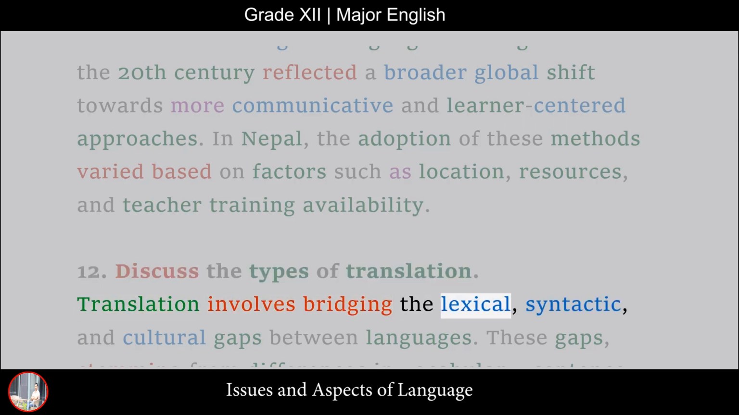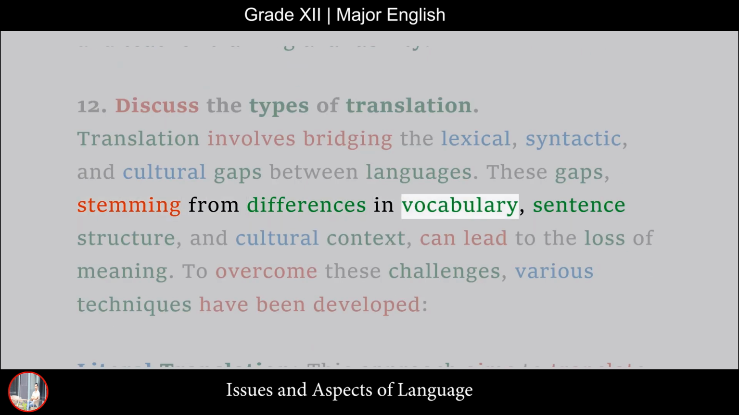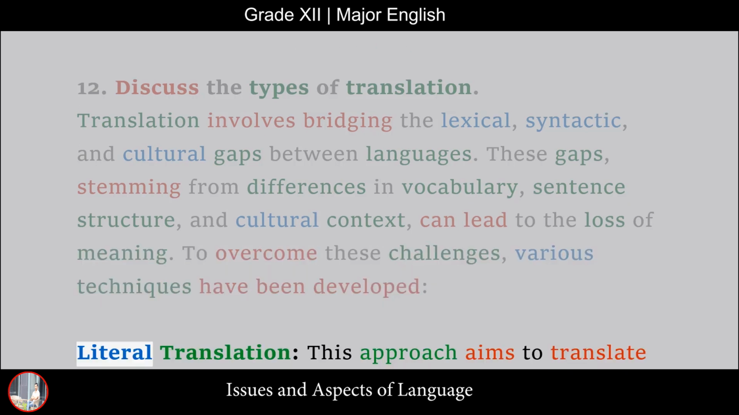Translation involves bridging the lexical, syntactic, and cultural gaps between languages. These gaps, stemming from differences in vocabulary, sentence structure, and cultural context, can lead to the loss of meaning. To overcome these challenges, various techniques have been developed.